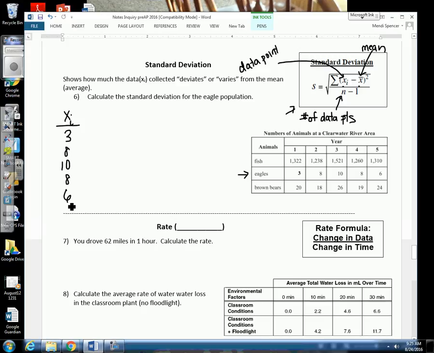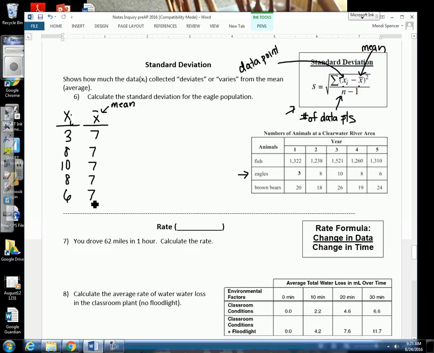The equation tells me I have a data point, I'm going to subtract the mean or the average. So let's put mean here, or average, so you know what we're talking about. We already calculated the average. We added up 3, 8, 10, 8, and 6, and we divided then by 5, and that gave us an average of 7. We did that on the previous page. So let's indicate the mean for all those data points is 7.